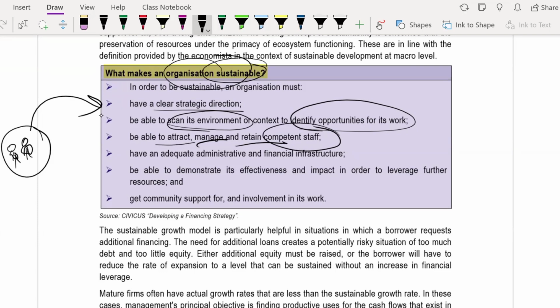Okay, and then in that new home wherever she is going, they must have adequate infrastructure there. Okay, administrative and financial both. They must have finance, and administration-wise also they should have good infrastructure.